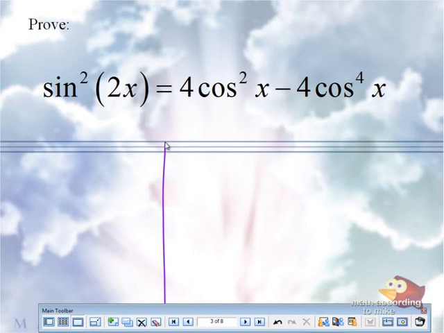Looking at these two sides, which one is the more complex? The right one. The reason you want to start with the right one is you can do more with it. So we're going to use method 1, which says start on one side and hope to end up with the other. So after a couple algebraic lines here, we hope to end up with sine squared of 2x. All right, let's play with it. Working on the right-hand side, what could we do?